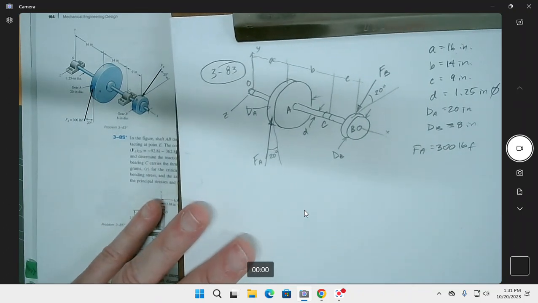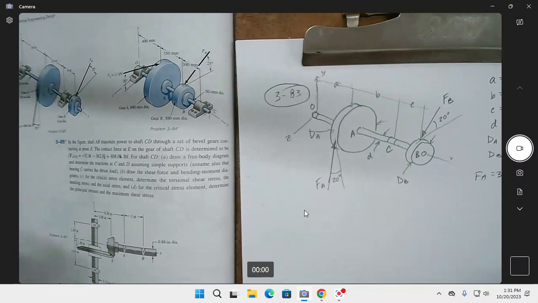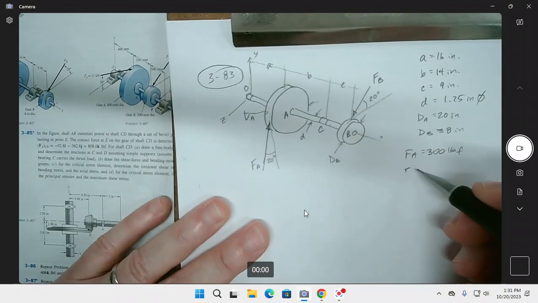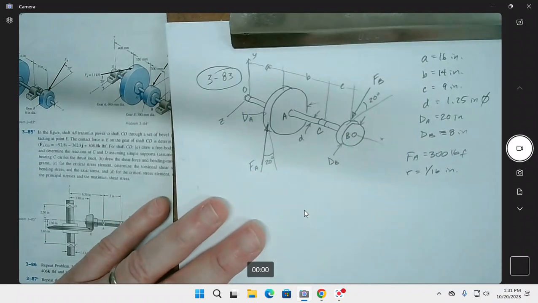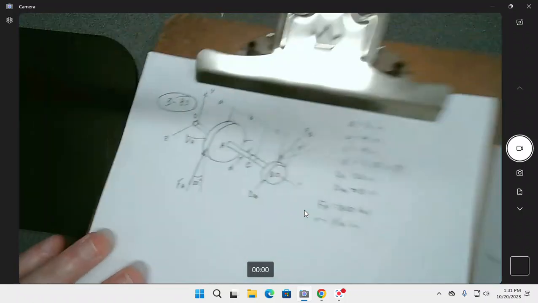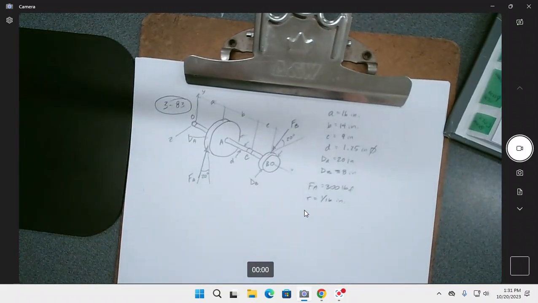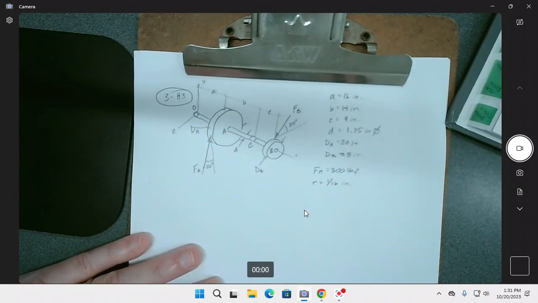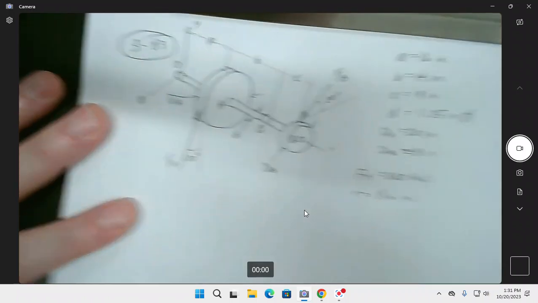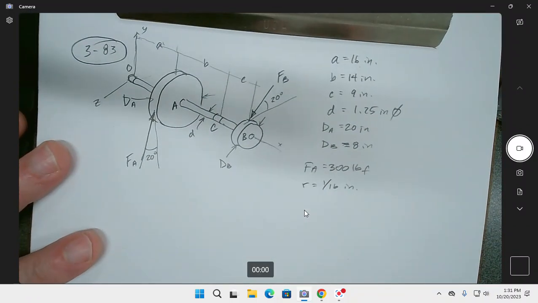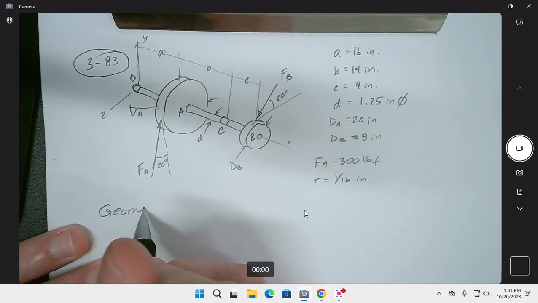So here is a typical 3D shaft problem. And then we also decided that the R's are going to be 1/16 of an inch. So we can kind of build off of that. So we have to go through this whole process, and there's a certain amount of systematicness that makes it feel good to organize your brain by organizing your work. And so we start out with some geometry.